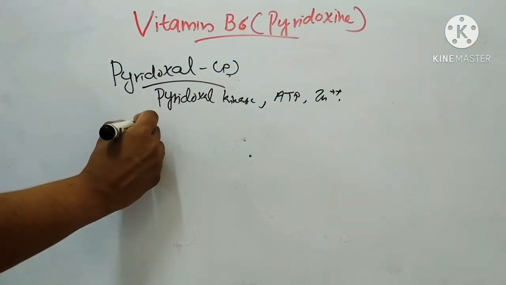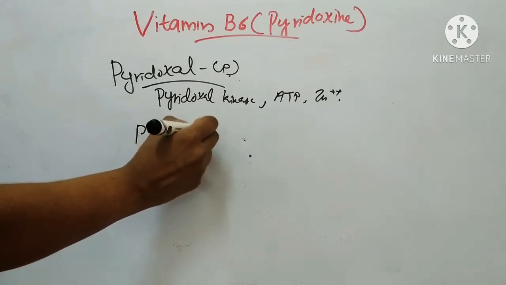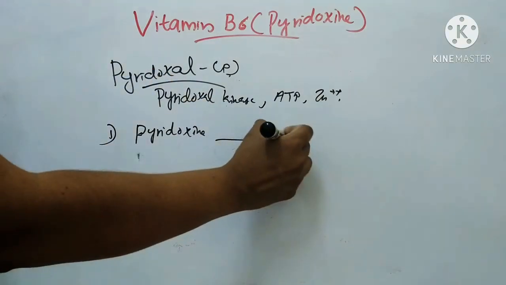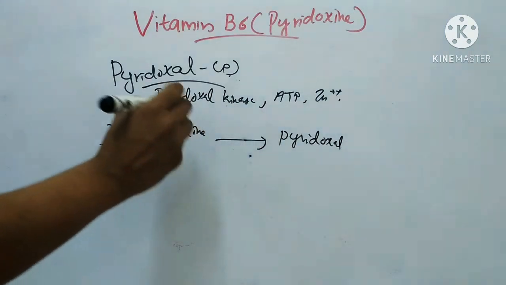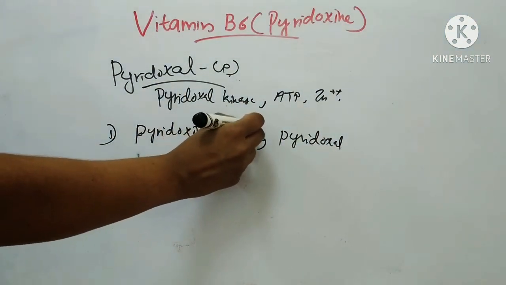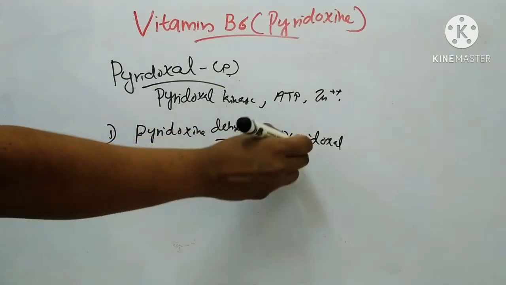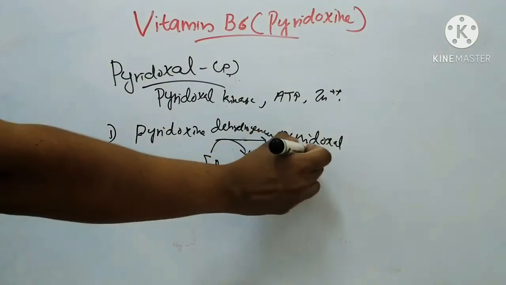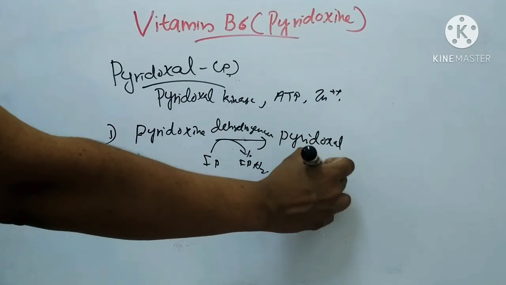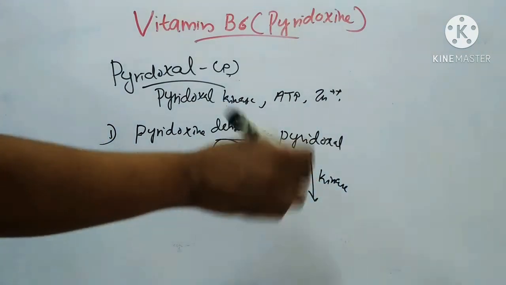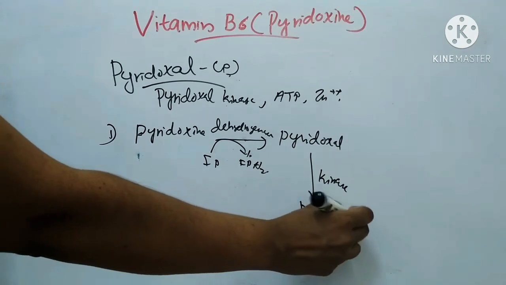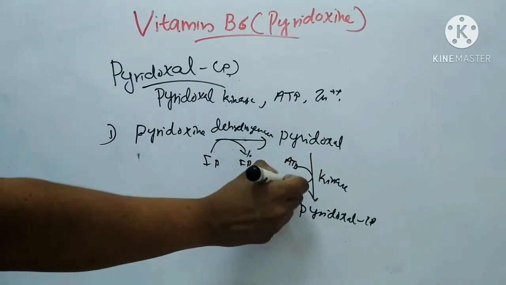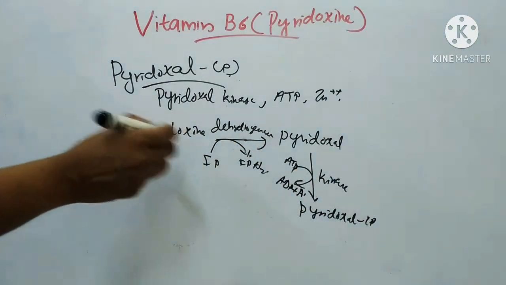In the first pathway, pyridoxine is first converted to pyridoxal by the enzyme dehydrogenase, with FPH2 formed here. Then by the enzyme kinase, pyridoxal is converted to pyridoxal phosphate, with one ATP converted to ADP plus Pi. This is the first pathway.